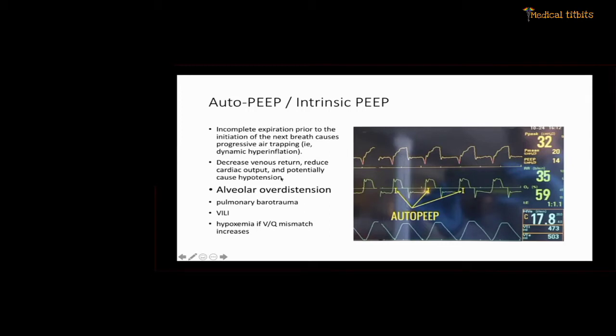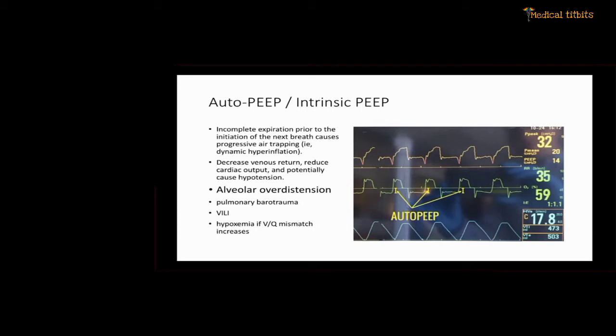So this can lead to reduced venous return, reduced cardiac output, and potentially cause hypotension, especially if your patient is volume depleted. This effectively leads to alveolar overdistension. It will lead to pulmonary barotrauma and ventilator-induced lung injury. The V/Q mismatch increases because the dynamic hyperinflation will compress the capillaries, further deteriorating V/Q mismatch and leading to hypoxia.